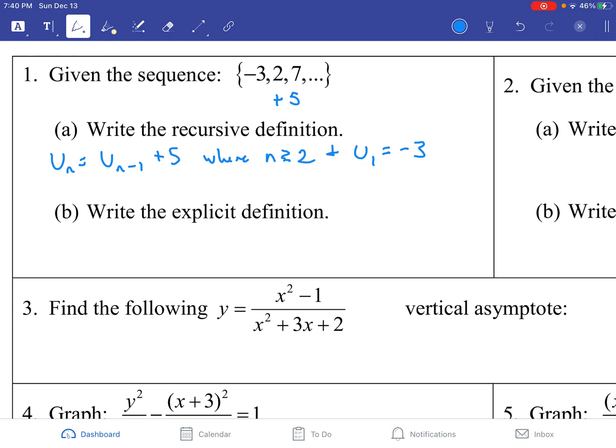Our explicit definition is the explicit formula u sub n is equal to u sub 1, which is going to be negative 3, plus the common difference, which is 5, and then we don't know what term we're looking for, so we put n minus 1.